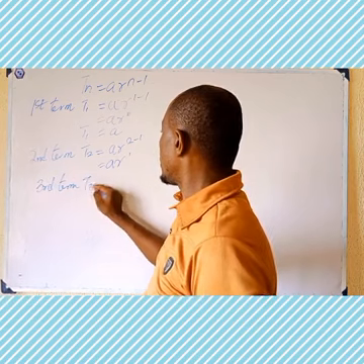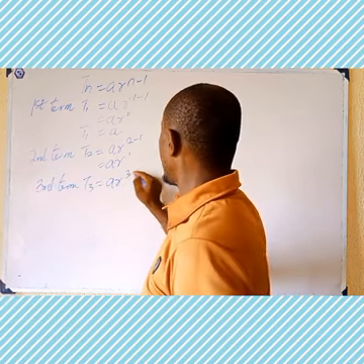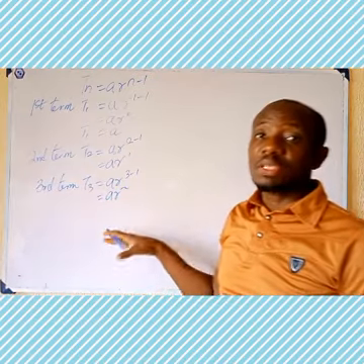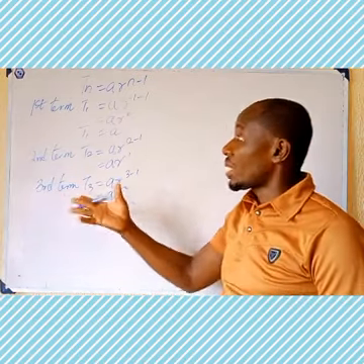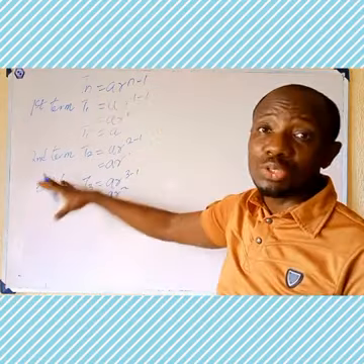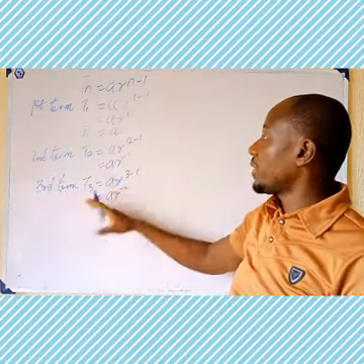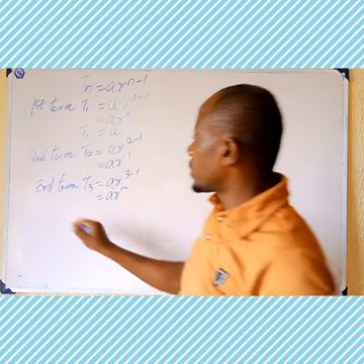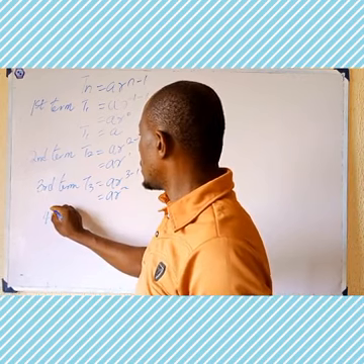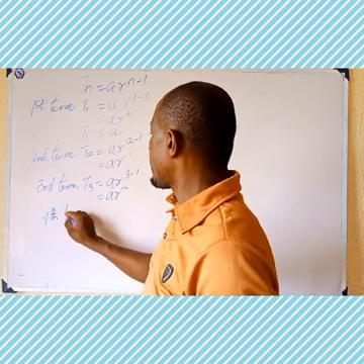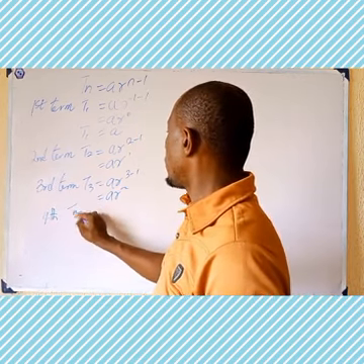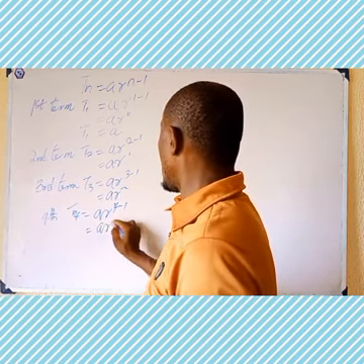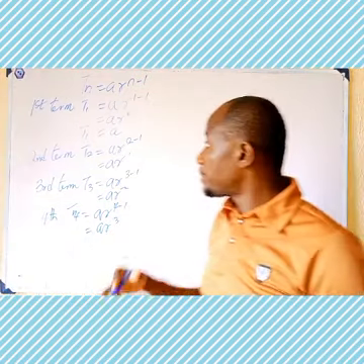The third term T3 is equal to ar^(3-1), which is equal to ar squared. Please, you need to master this because everything around geometric progression revolves around your ability to interpret this. It's very, very important how to generate this from the formula. So the fourth term T4 is equal to ar^(4-1), which is equal to ar raised to the power what? 3. Now if you are to follow this pattern, just study it.